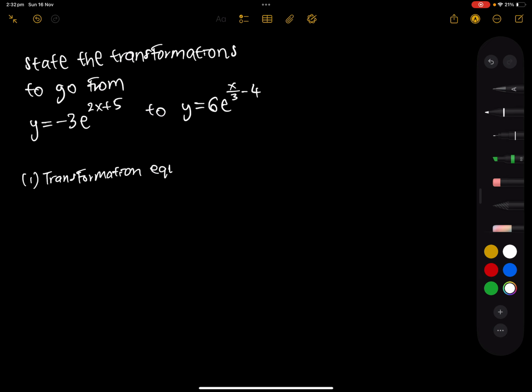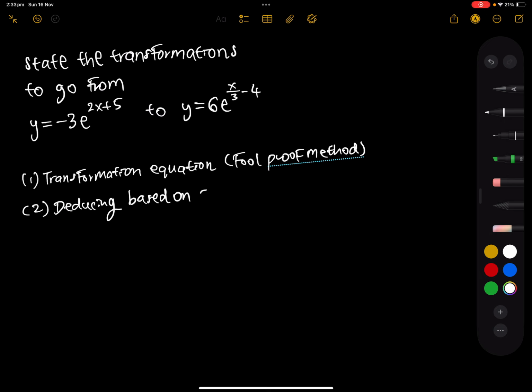The first method of solving this problem is by using a transformation equation, which I believe is the foolproof method, but only if you execute it correctly. The second method is by deducing the transformations based on comparison, which means you basically deduce the transformation by comparing the original function to the image function. So let's start off with our first method.